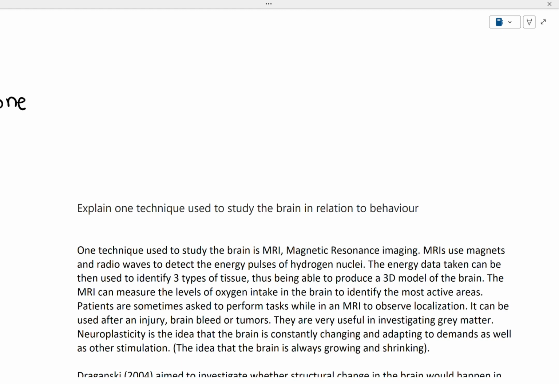And then I'm introducing fMRIs. I'm not actually mentioning the name, but it is very nice to include it in there because fMRIs are used throughout psychology. Patients are sometimes asked to perform tasks while in an MRI to observe localization. It can be used after injury, brain bleed, or tumors. See how I'm skimping over injury? You don't want to focus too much on this because it's not quite relevant to the study, but it is still quite useful information to have there in general.